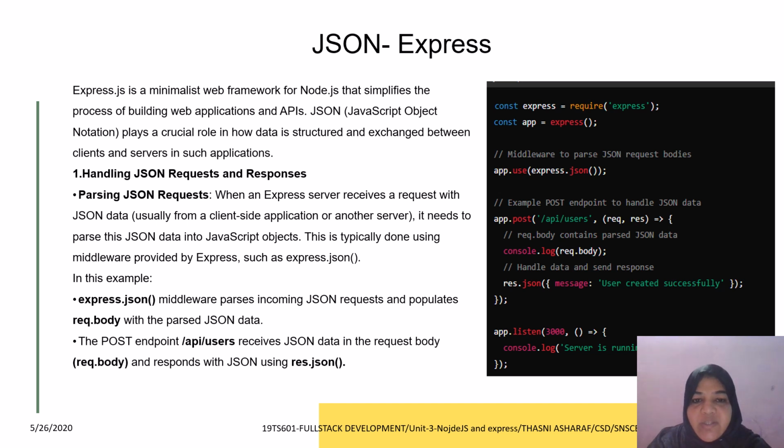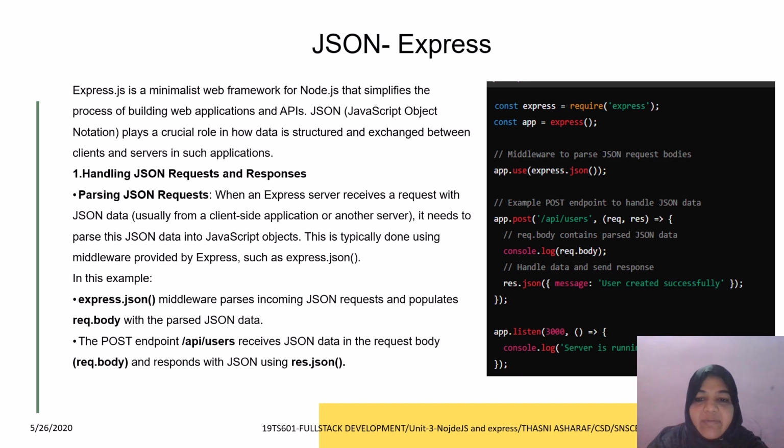And next we are going to see about the JSON Express. Express.js is a minimalist web framework for Node.js, which simplifies the process of building web applications and APIs. So handling JSON request and response, how? Parsing JSON requests: when an Express server receives a request with JSON data, it needs to parse this JSON data into JavaScript objects. This is typically done using middleware provided by Express, such as express.json.